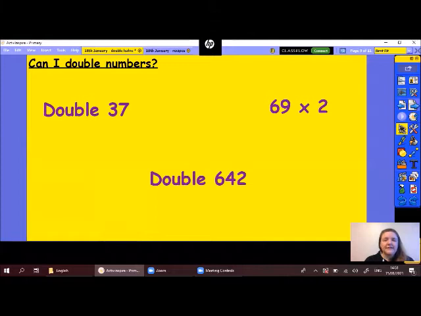Use this strategy by partitioning the numbers first and doubling each bit to try and solve these three problems. Pause the video while you have a go. Now you might have noticed that one of these problems is a little bit more difficult than the others. This sneaky one down here has got 3 digits in it. So we'll come to that one in just a minute. Let's have a look at the other two first.